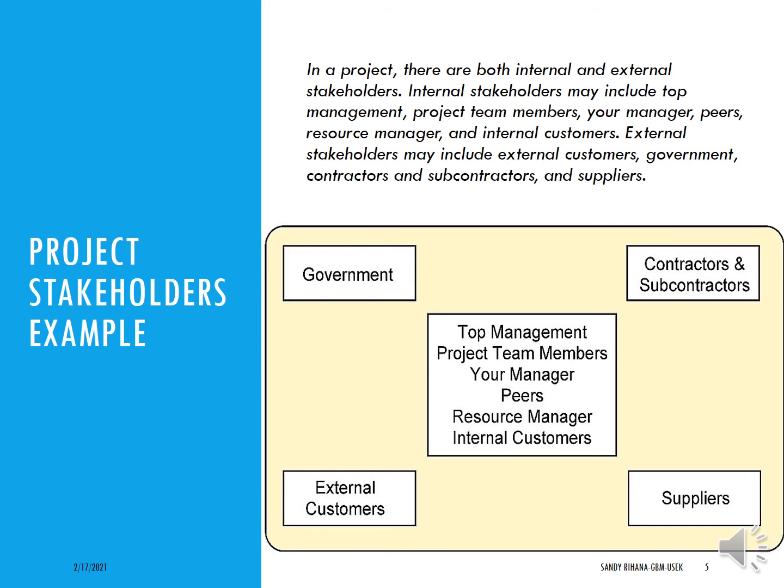So in any project, we have both internal and external stakeholders. Internal stakeholders may include top management, project team manager, managers, peers, resource managers, and internal customers. As for external stakeholders, they may include external customers, government, contractors, subcontractors, and suppliers.